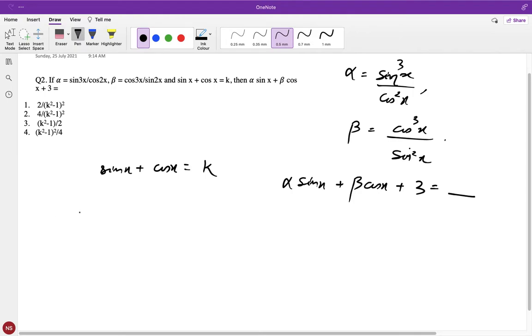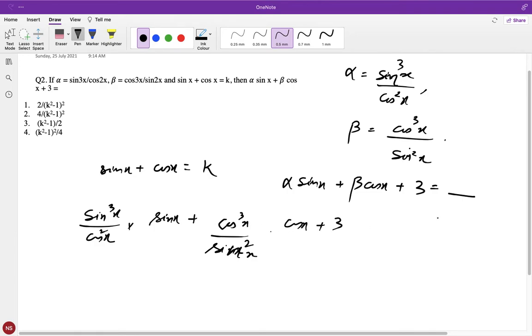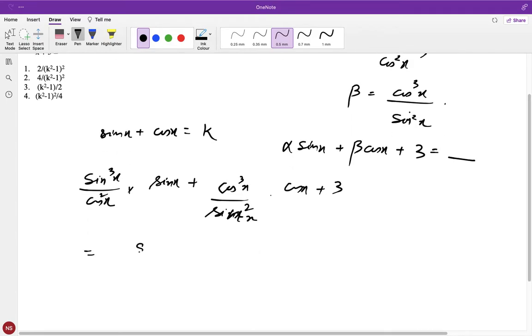So let's put the value of alpha. Alpha sine x plus alpha is sine cube x by cos x into sine x plus cos cube x by sine square x, so it's cos square x into cos x plus 3. Sine cube into sine is sine raised to the power 4 by cos square x plus cos cube into cos is cos raised to the power 4 by sine square x plus 3.